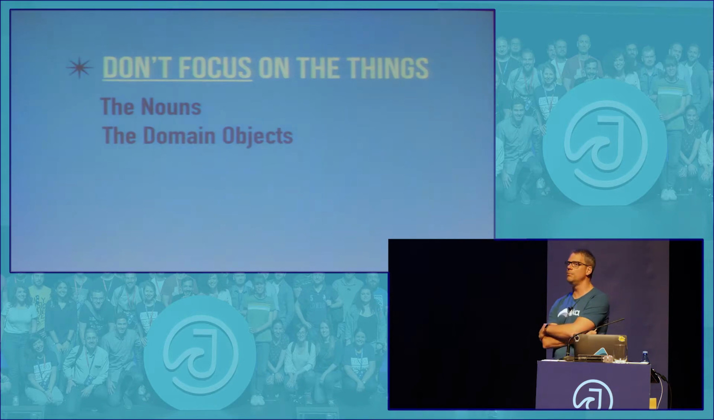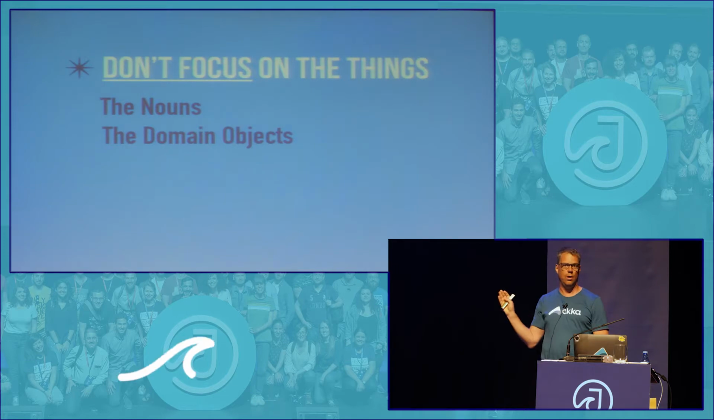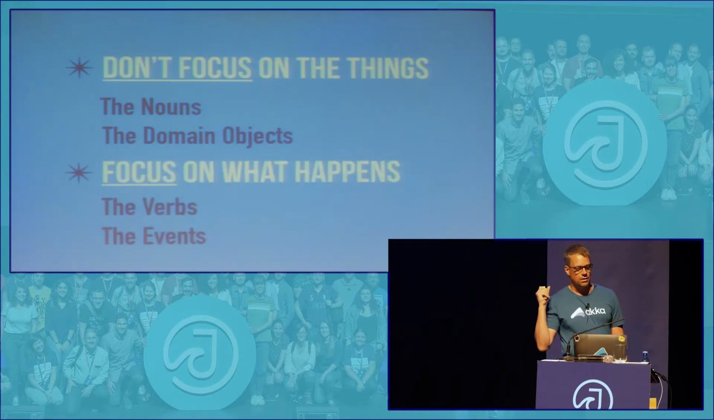And I think it's very important that we don't focus initially on the things, the nouns. We shouldn't go out and try to find all the nouns in our model, but instead try to focus on what happens in the system, on who's talking to who, how does information flow in the system, etc. Look for the verbs instead of the nouns. And these verbs are very often sort of materialized as events.